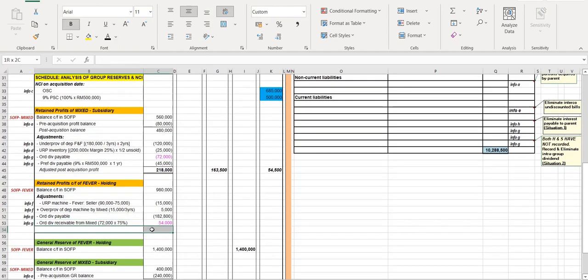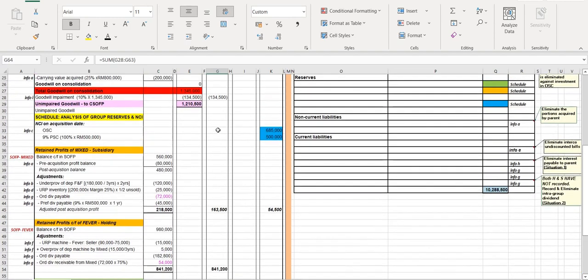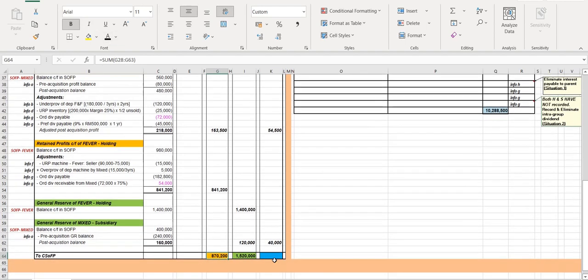So adjusted post-acquisition profit of the parent would be 841,200. We include in the group profit column, right? So done with that, we can total up for this section of the group retained profit. Make sure that you include everything, right? The total would be the total here, and the total of the group profit is 1,870,200. The total for the NCI.